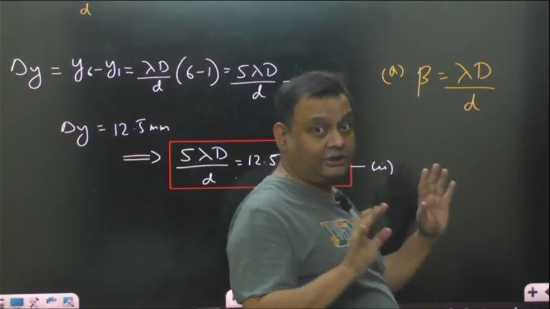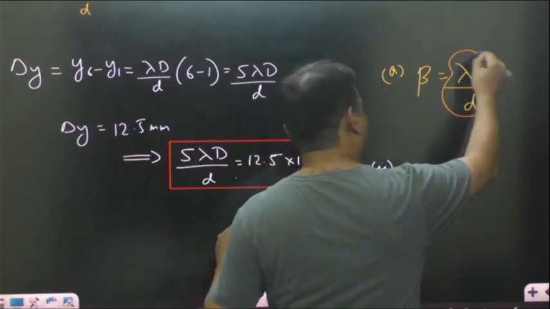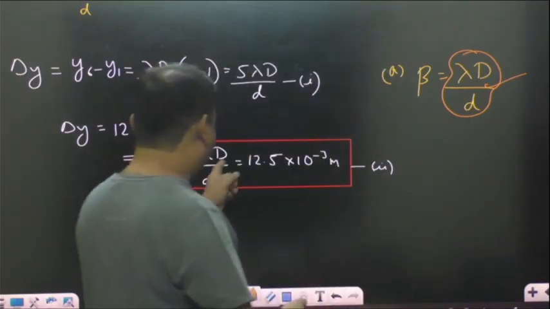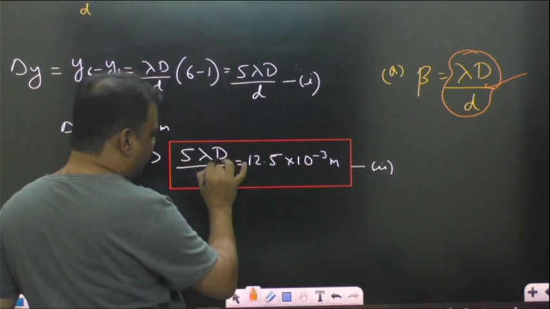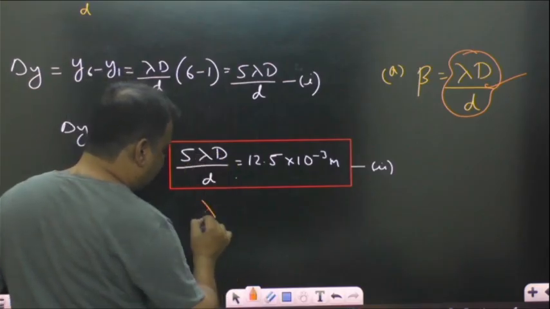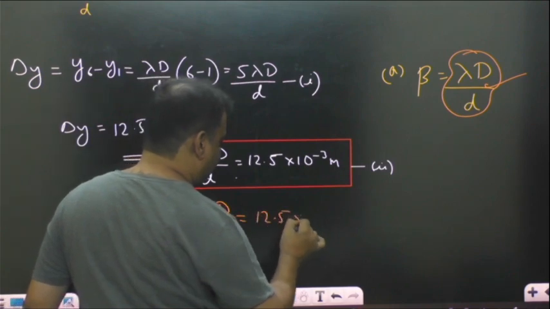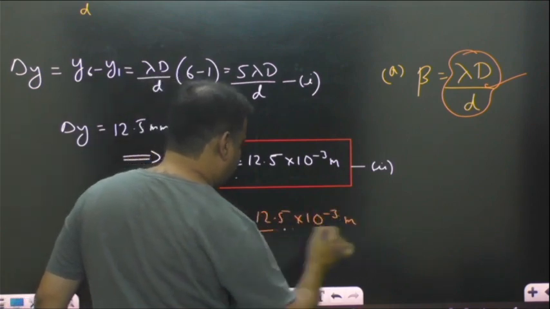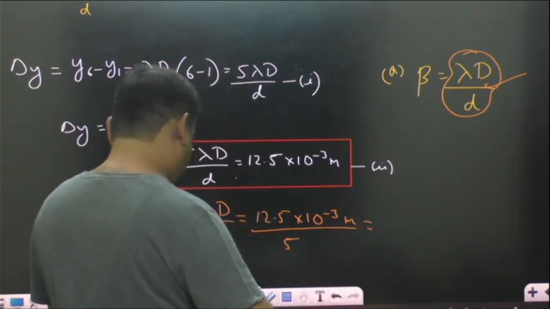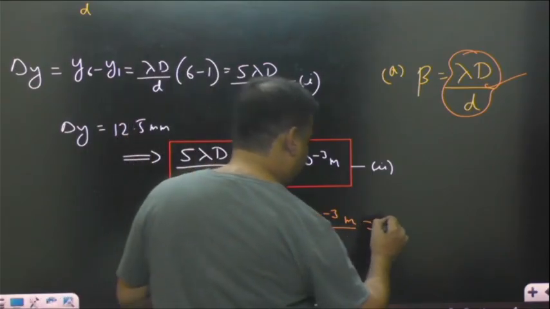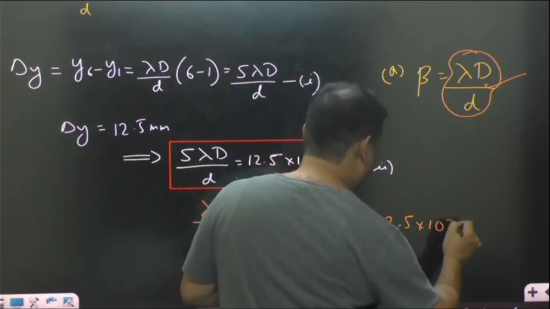Okay, all these three values are unknown individually, but we have this combined value, so you can know the fringe width. In this data, we suppose we are not putting the value of lambda, capital D or small d, and we are just making lambda capital D by small d the subject. So it will come to be 12.5 into 10 power minus 3 meter divided by 5, isn't it? So it will come to be 12.5 divided by 5, that is 2.5 into 10 power minus 3 meter.